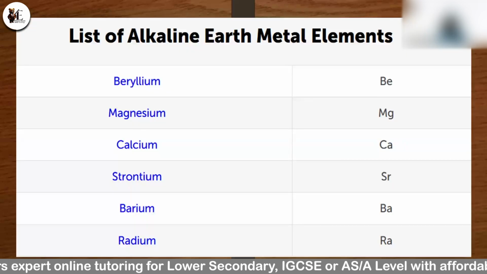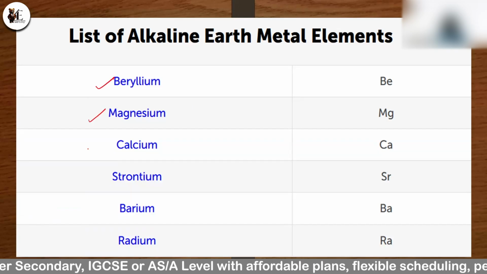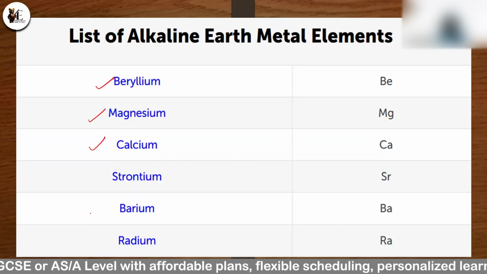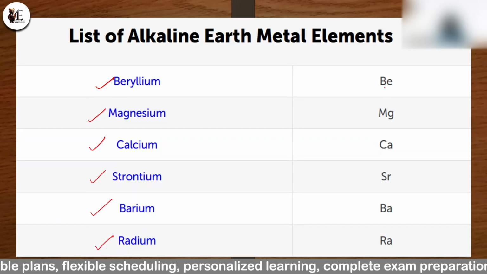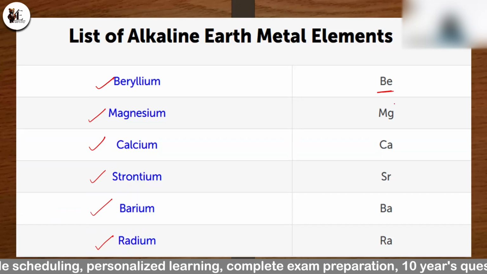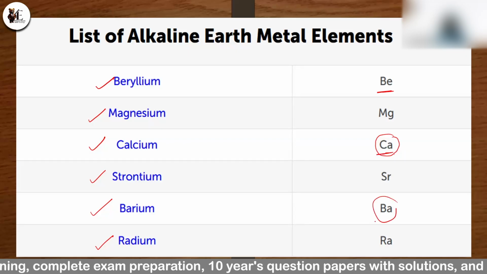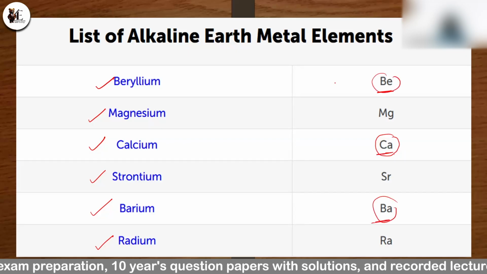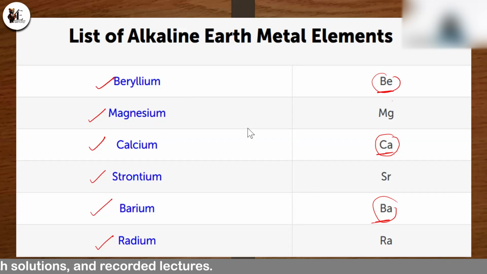Got it? So this is a list of your alkaline earth metals. You have to remember beryllium, magnesium, calcium, strontium, barium, and radium. In chemistry the chemical symbols are also very important, because sometimes in your examination they will give you only Ca, and you have to assume that we are talking about calcium. Ba is barium. Be is beryllium. So you have to remember these six alkaline earth metals and their symbols. Write it down in your notebook. Yes, ma'am. Done writing? Yes, ma'am.